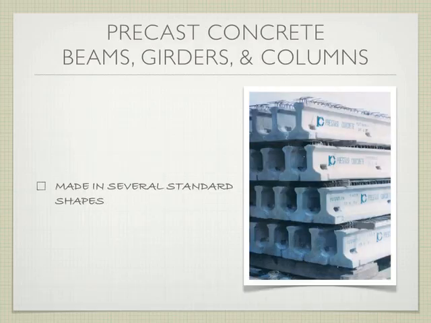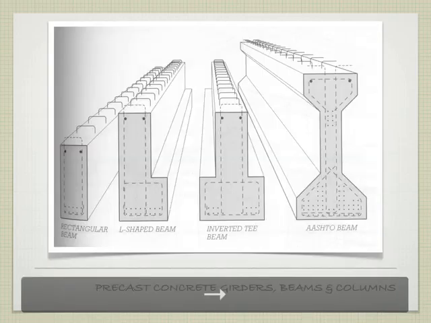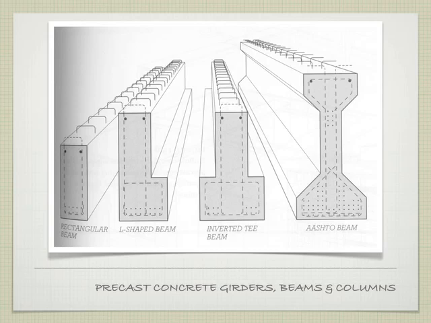So what else do we have? We started with slabs, which are, again, the most common element. But we can precast a lot of other things, too. So if we talk about beams, girders, and columns, they're made in several standard sizes and shapes. And so these are going to be consistently reused over and over again. If you're wandering around and you're starting to pay attention to these sorts of things, you will see these frequently.